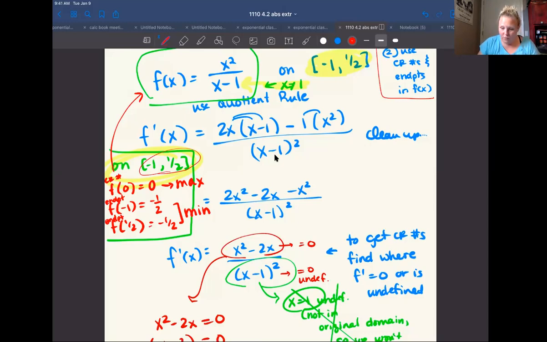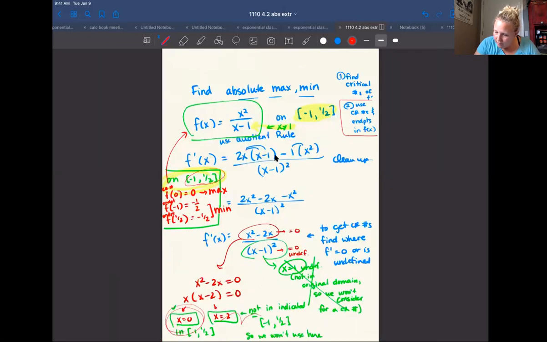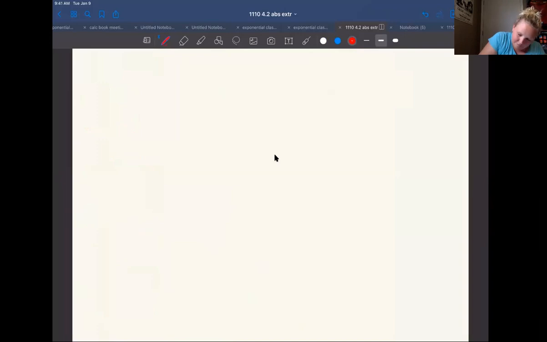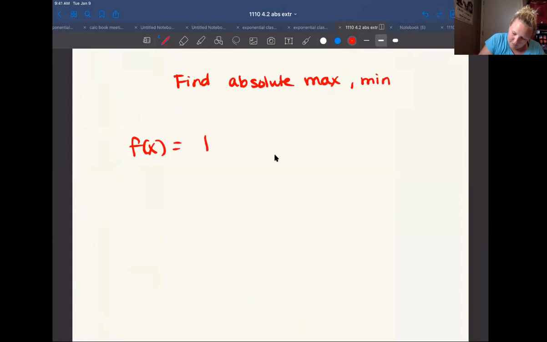Like I have one with the square root. I think it was on your homework too. It said, find the absolute max and the absolute min for this function. 4 minus the square root of x from 0 to 4.